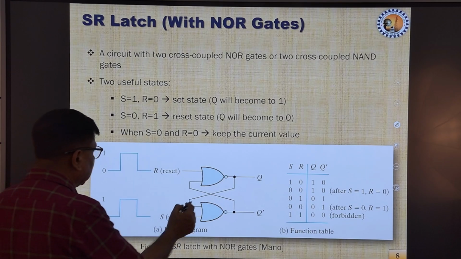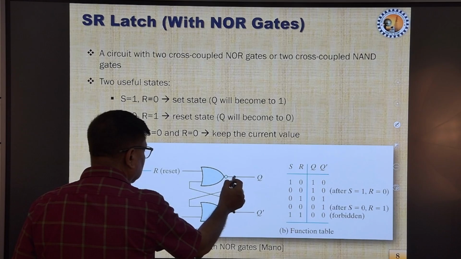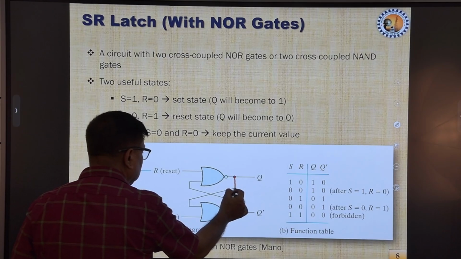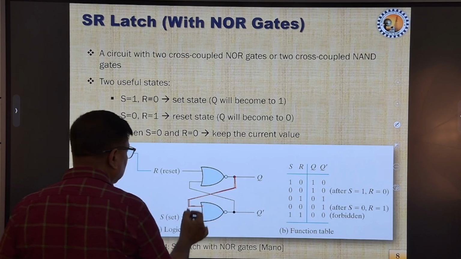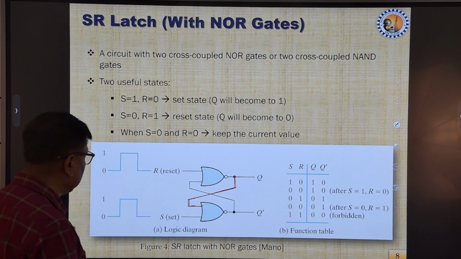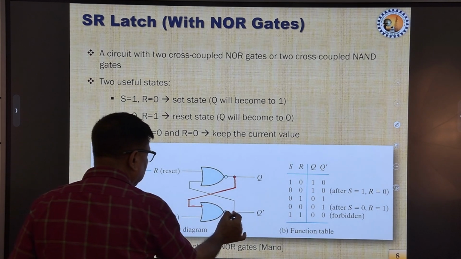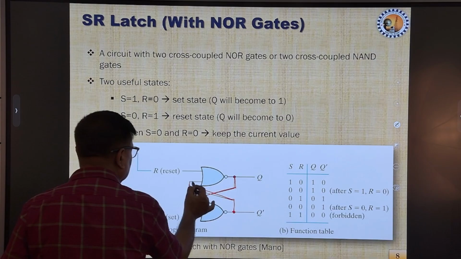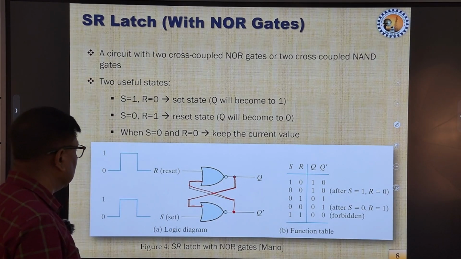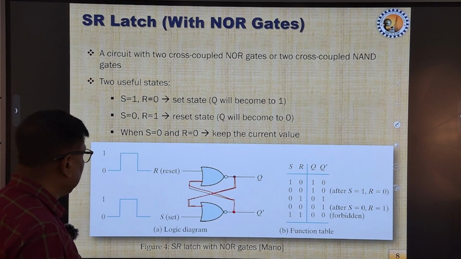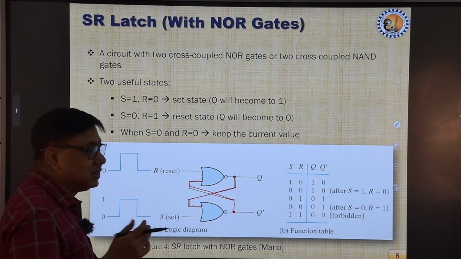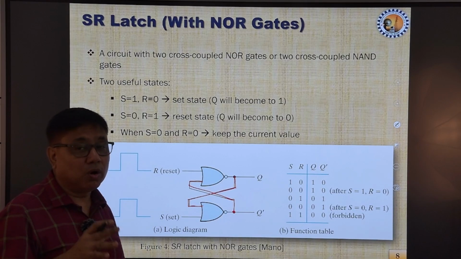We can see that the output of the first gate is cross coupled and given as input to the second NOR gate, and then the output of the second NOR gate is cross coupled and given as the input to the first NOR gate. And a NOR gate has the property that it is just the opposite of an OR gate.